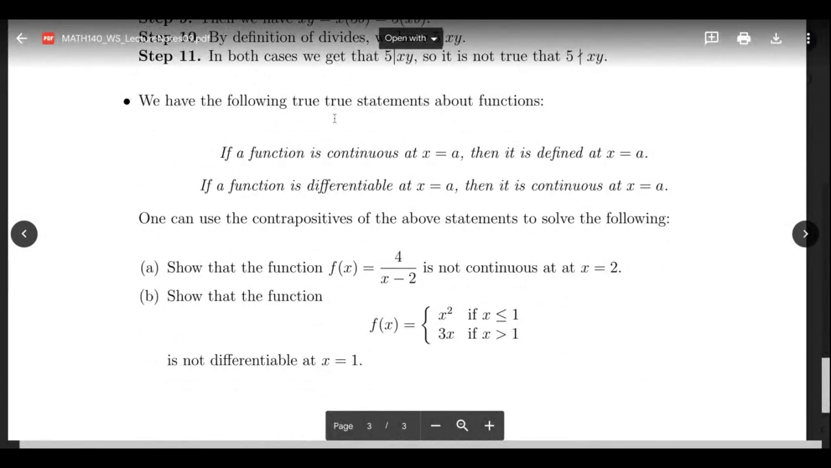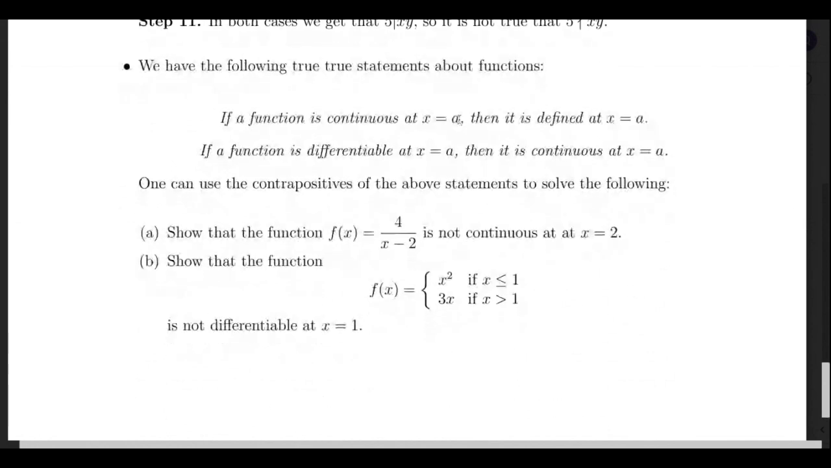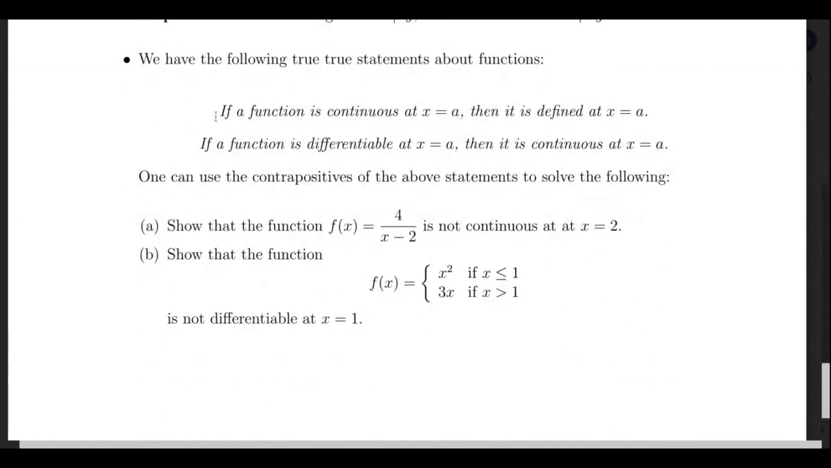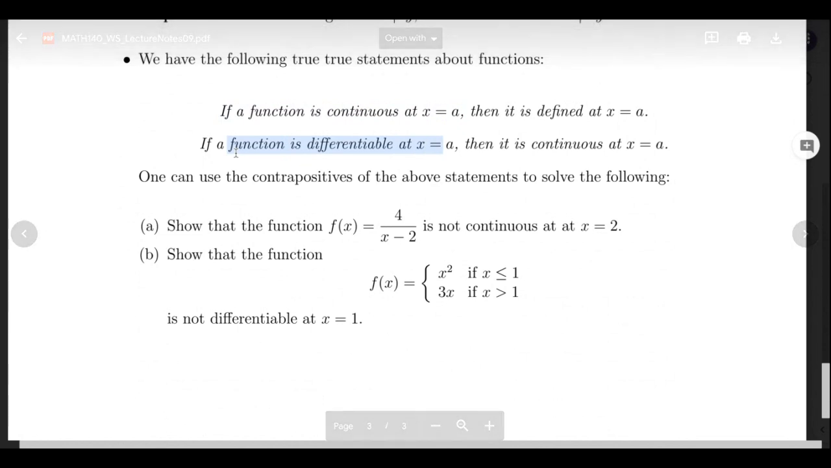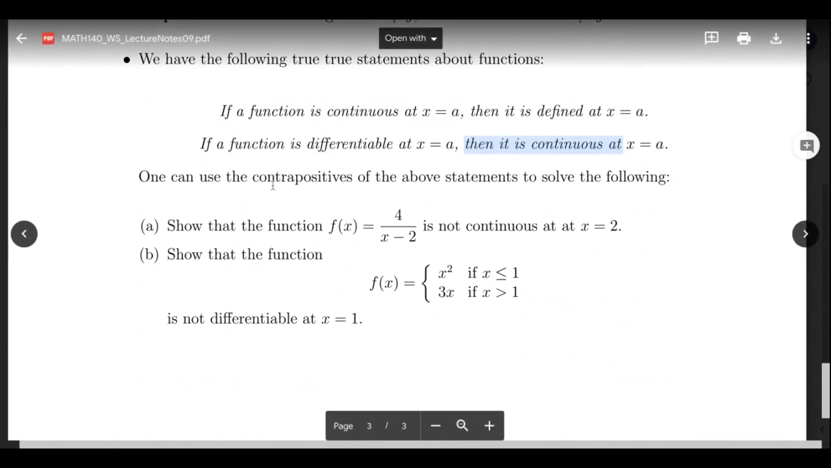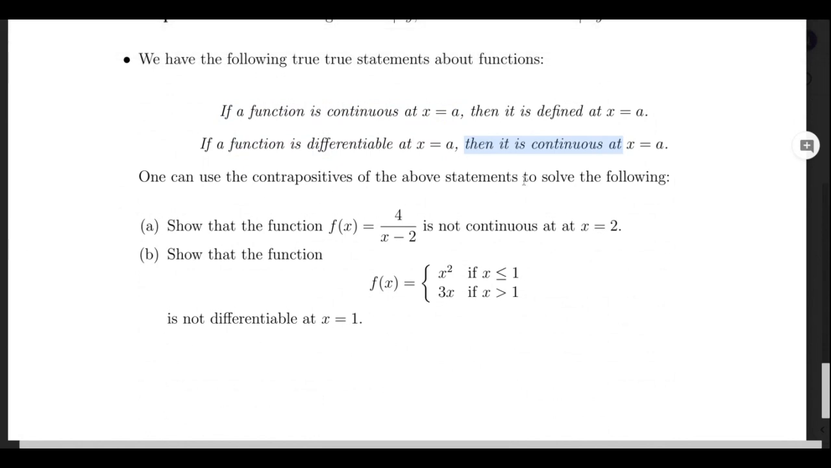Okay, we have the following two statements about functions. If a function is continuous at a point, then it's defined at the point. If a function is differentiable at the point, then it's continuous at the point. So we can use the contrapositives of the above statements to solve the following.